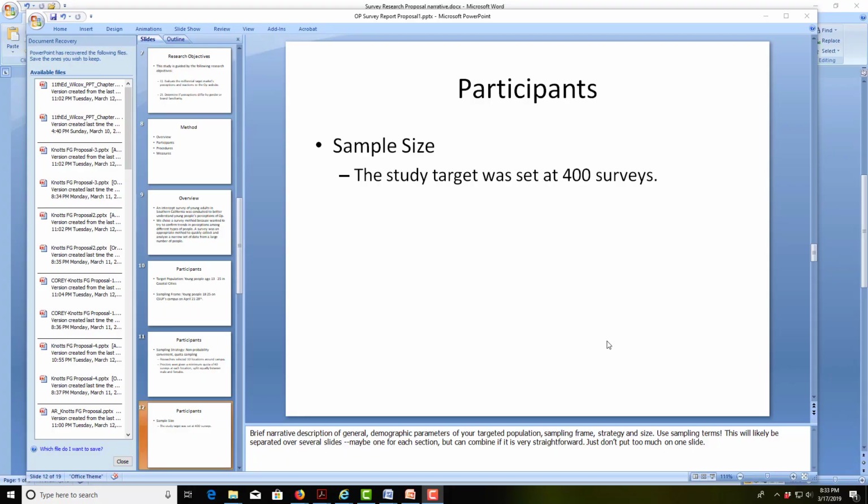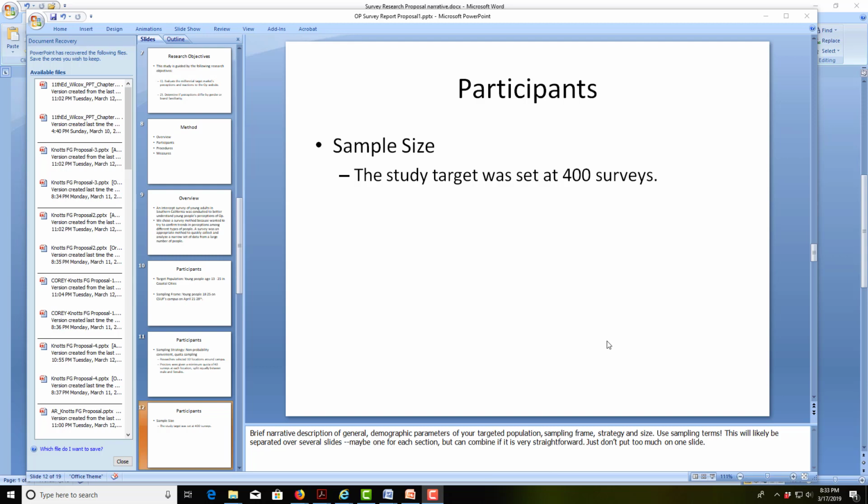Last, for your participants, you need to report your proposed sample size. Appropriate sample size depends upon the size of your population. You can see the sampling lectures for details. Because their population was greater than 100,000 people, their target sample size was 400.